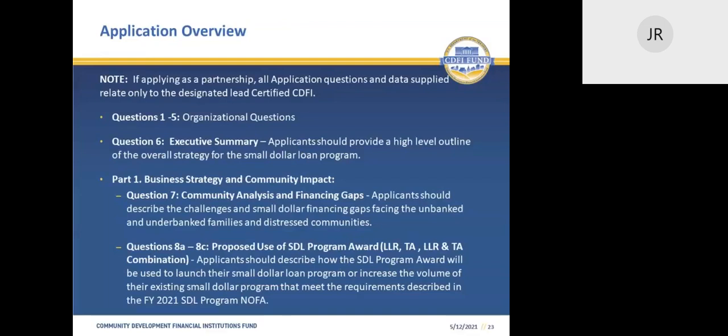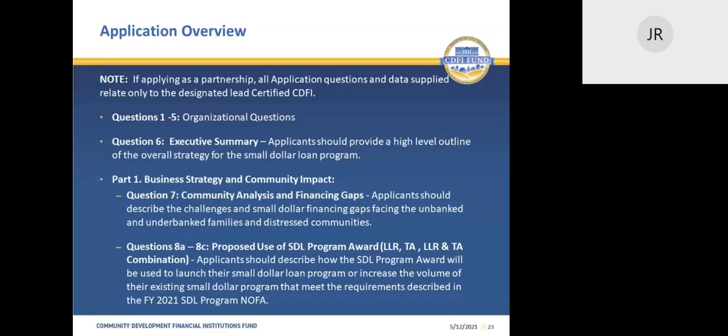So the first set of questions, 1 through 5, are the organizational questions. And most of that section will be pre-populated. So I strongly encourage you to review that information, make sure it is correct. And if there are corrections that need to be made, you will need to make that in your org details page so that we are capturing the correct information. Question 6 is the executive summary, and that's where you provide a high-level overview of your strategy for using our award to support your small dollar loan program.